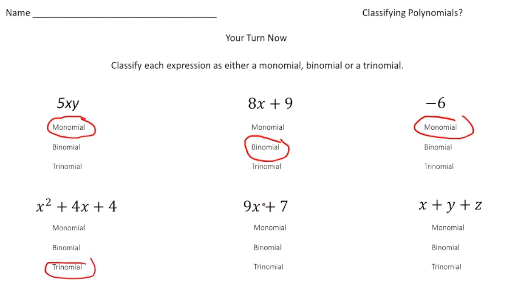Here we have a 9x plus 7, so that would be a binomial. And last but not least, we have x plus y plus z. Each one of these is its own separate monomial, so that would be a trinomial. How'd you do?